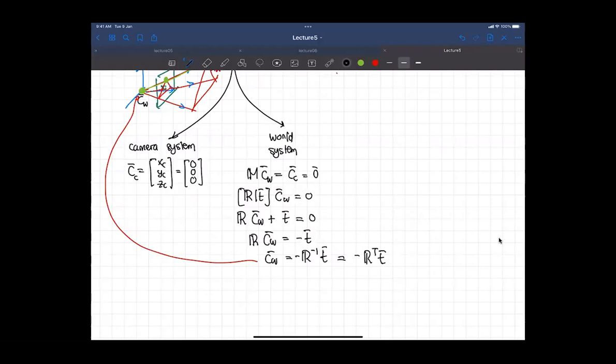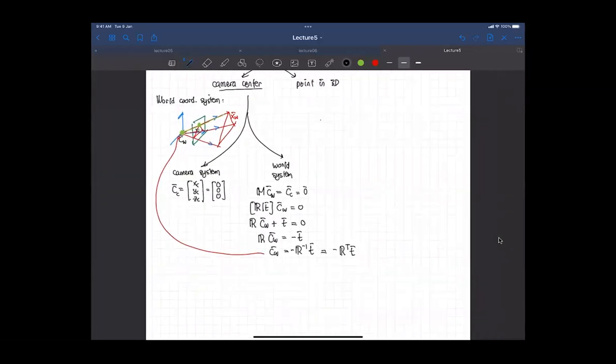No questions? You have to be fluent in this transformation. That's why I have this small exercise in backward projection, because your next assignment will use this kind of operation. Your assignment will be depth from video. You're given a video, you have to find the depths. So that's why you have to be fluent in this kind of manipulation. You really need to understand.